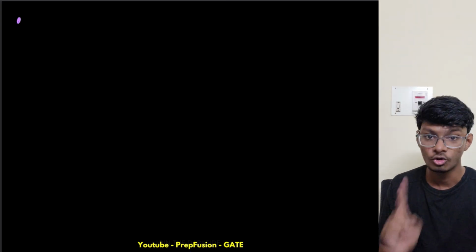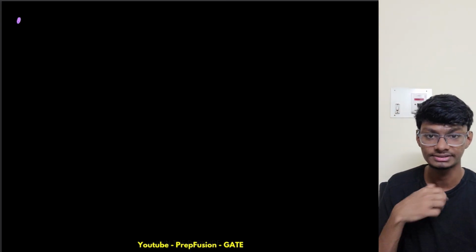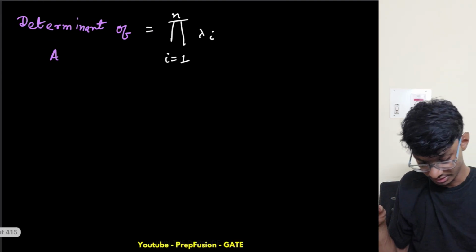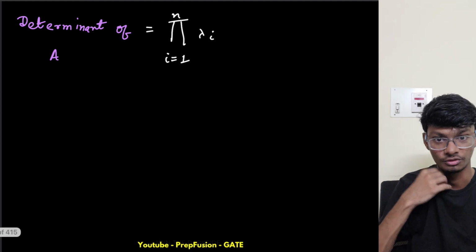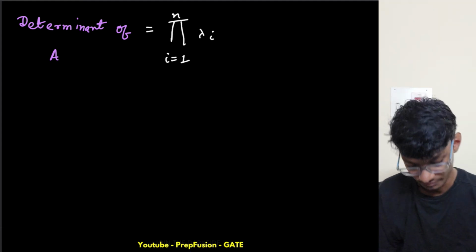I will not derive it. Homework is for you. Take a 3 cross 3 matrix and write the characteristic equation in this form. Then cross verify whether what I told you is correct or not. That is the homework for you.